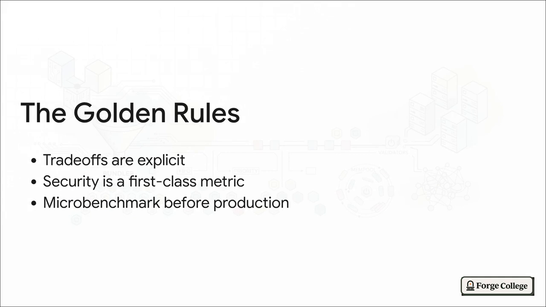First, trade-offs are explicit. You're always balancing latency against throughput and gas, always. Second, security is a first-class metric. Countermeasures aren't optional add-ons, they are foundational to your engineering. And third, micro-benchmark before production. That comparison table we just looked at is a living hypothesis. You must test these strategies with real, simulated workloads before you commit.